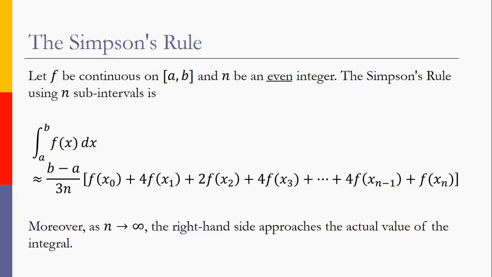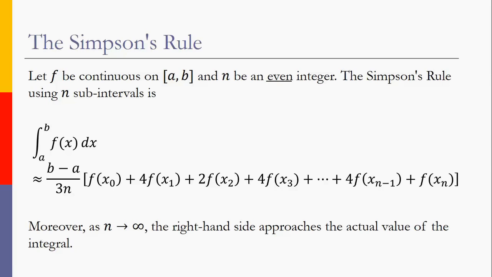We'll take a look at Simpson's rule. Again, f is a continuous function, but at this time, n must be an even integer. Simpson's rule using n subintervals to approximate the definite integral is given by (b minus a) divided by 3n multiplied by this sum, f of x sub 0 plus 4 times f of x sub 1 plus 2 times f of x sub 2, and so on.